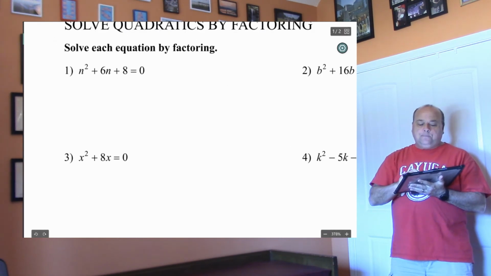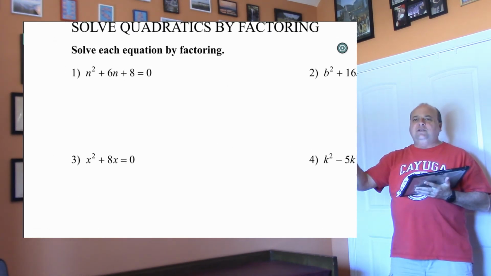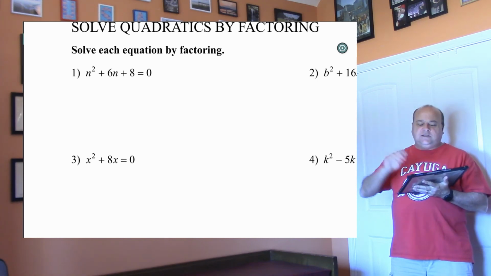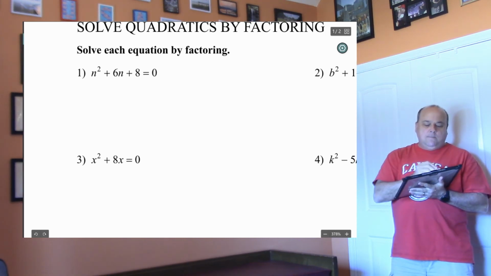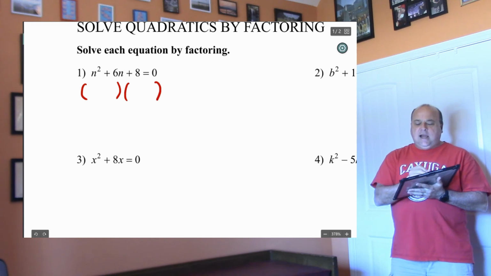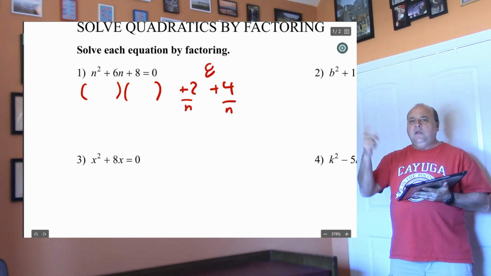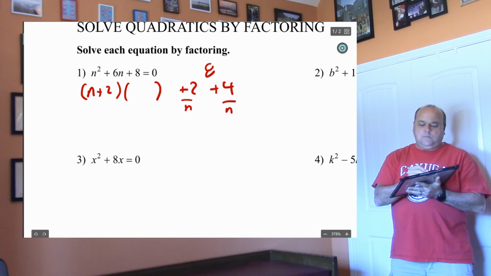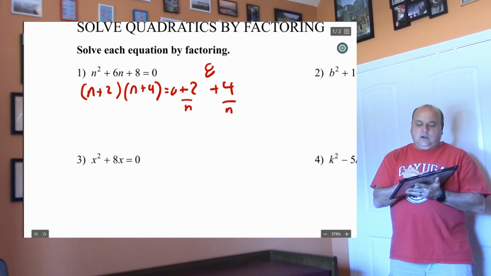Okay, so on number 1, the first thing we're going to do is get the factors that turn into zeros. So on number 1, we're going to draw 2 parentheses, and the factors of 8 that add up to 6 are 2 and 4, aren't they? They both need to be plus, and we can put n and n at the bottom, right? That turns into the parentheses. So n plus 2, n plus 4 equals 0.